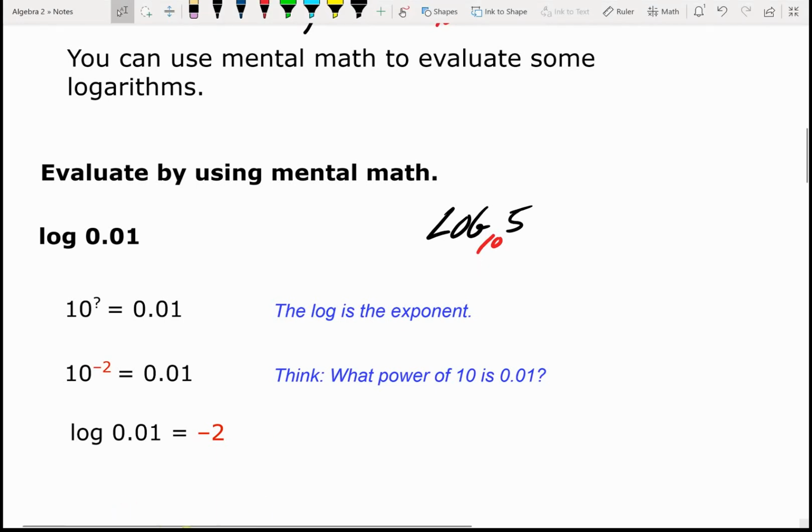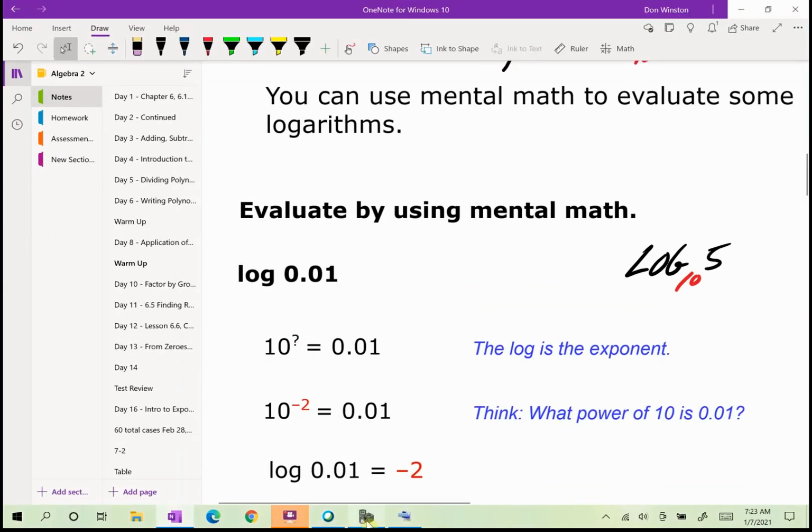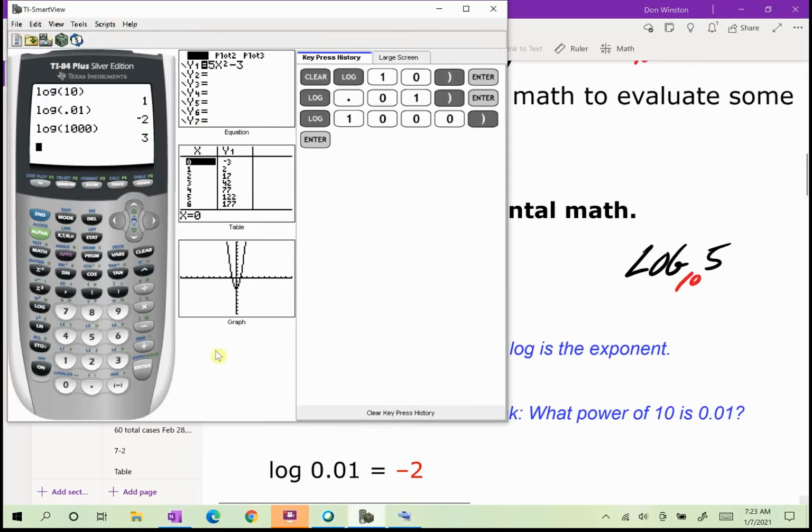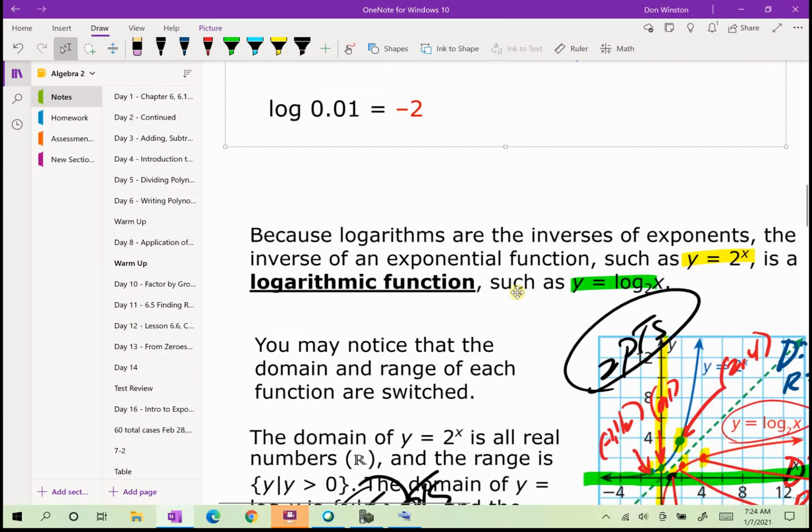So if I go back, so what would log base 10 of 5 be? So if I go, log base 10 of 5. That's 0.6989.